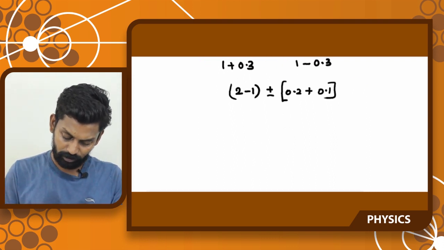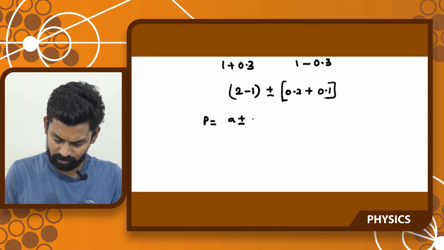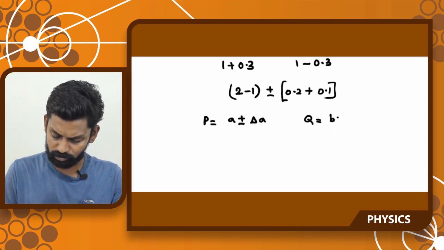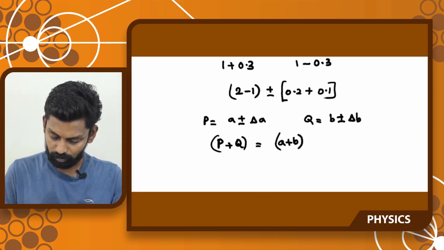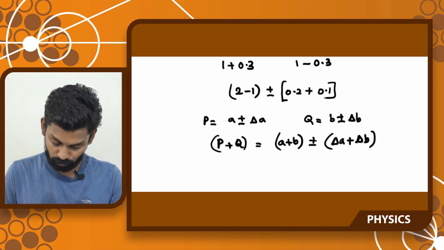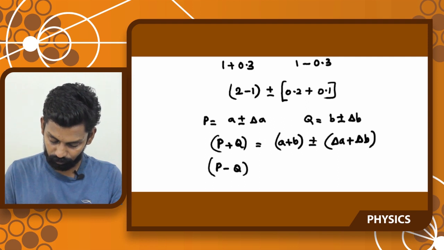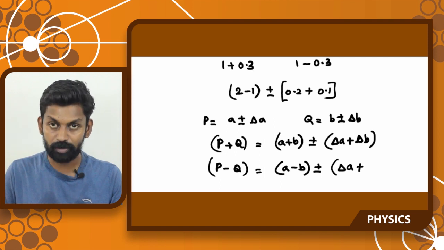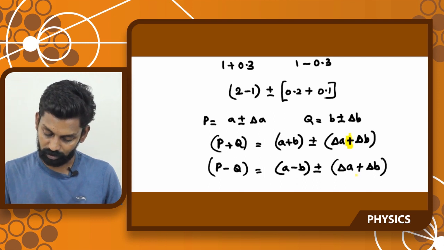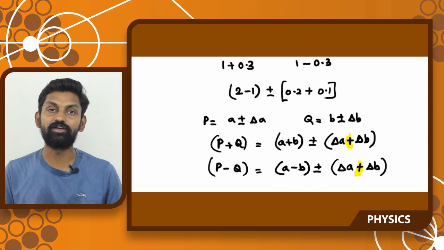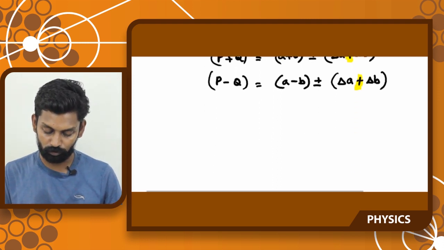That is why if P is equal to A plus or minus delta A and Q is equal to B plus or minus delta B, then P plus Q, which we have already seen, will be equal to A plus B plus or minus delta A plus delta B, while P minus Q is equal to A minus B plus or minus delta A plus delta B only. So please make a note of this plus symbol when you are calculating P minus Q. Next, we will move on to multiplication.